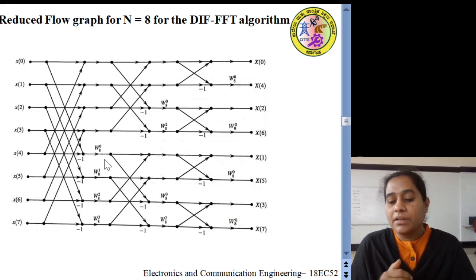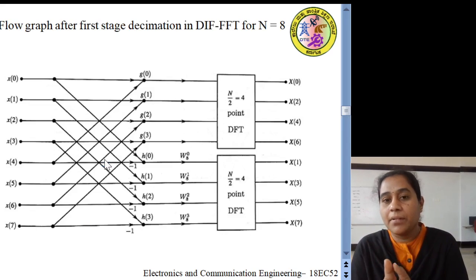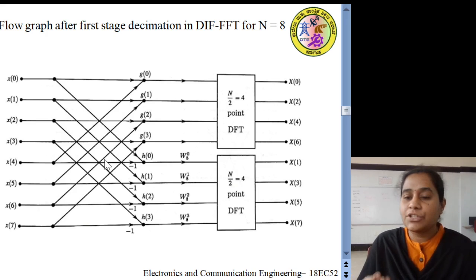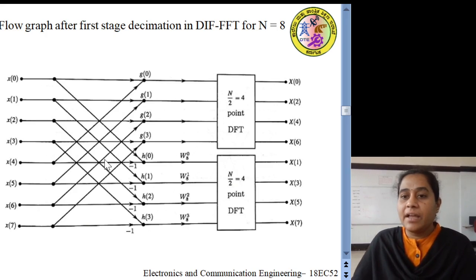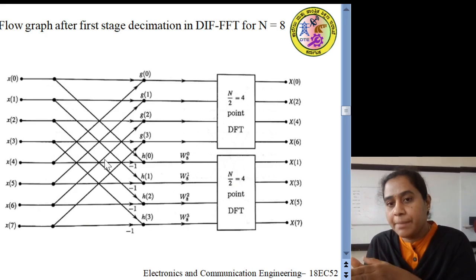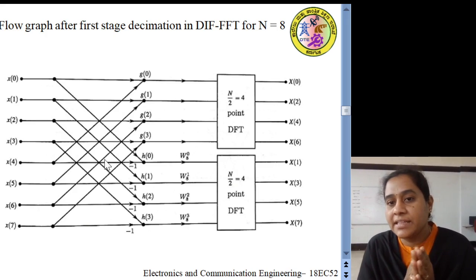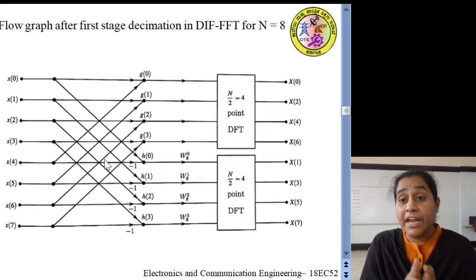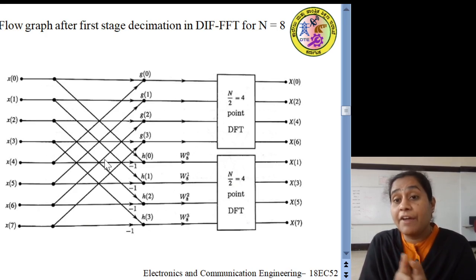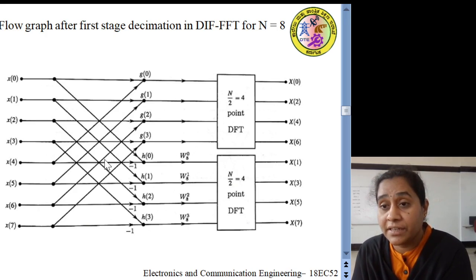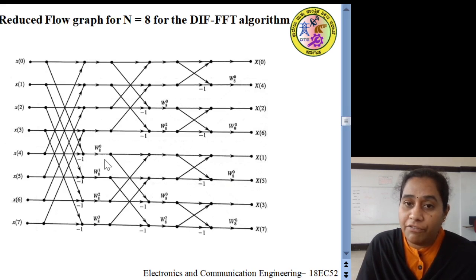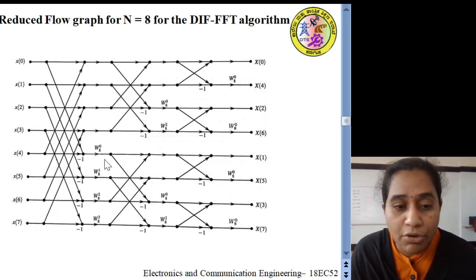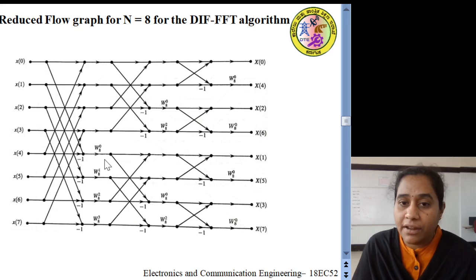Now, if we follow the same decimation process till we obtain n value as 2, that is 2-point DFT, we have to follow the same step as we did in the first stage. So for an 8-point DIF FFT, we have to have 3 stages of decimation. Then, if we follow all these things and write the reduced flow graph for n equal to 8, we obtain it like this.